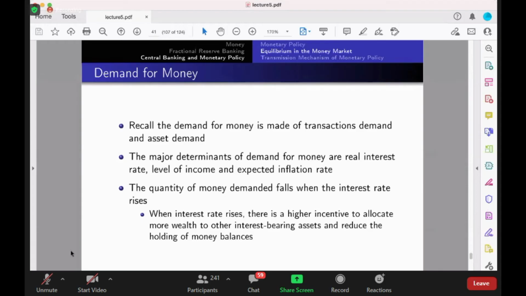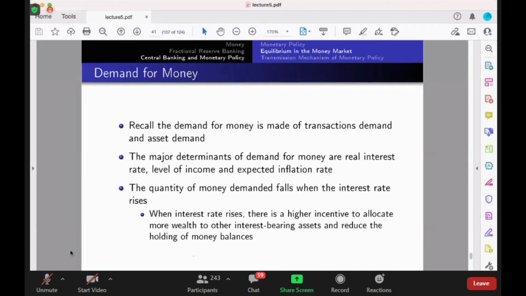Recall that the demand for money consists of a transactions demand for money and an asset demand. The transactions demand meets what you know as the transactionary and precautionary demand for money, and the asset demand is what you know as the speculative demand for money. If we put all of this together, the demand for money is determined by a couple of variables. One of them is the real interest rate, another is the level of income, and another is expected inflation rates. All of these factors can affect the demand for money.